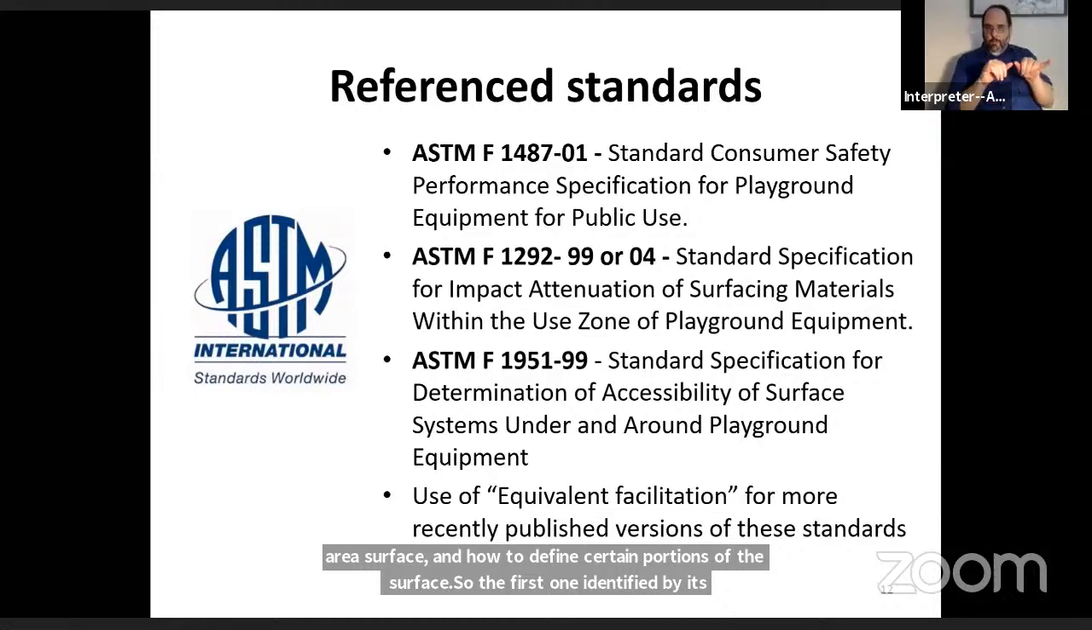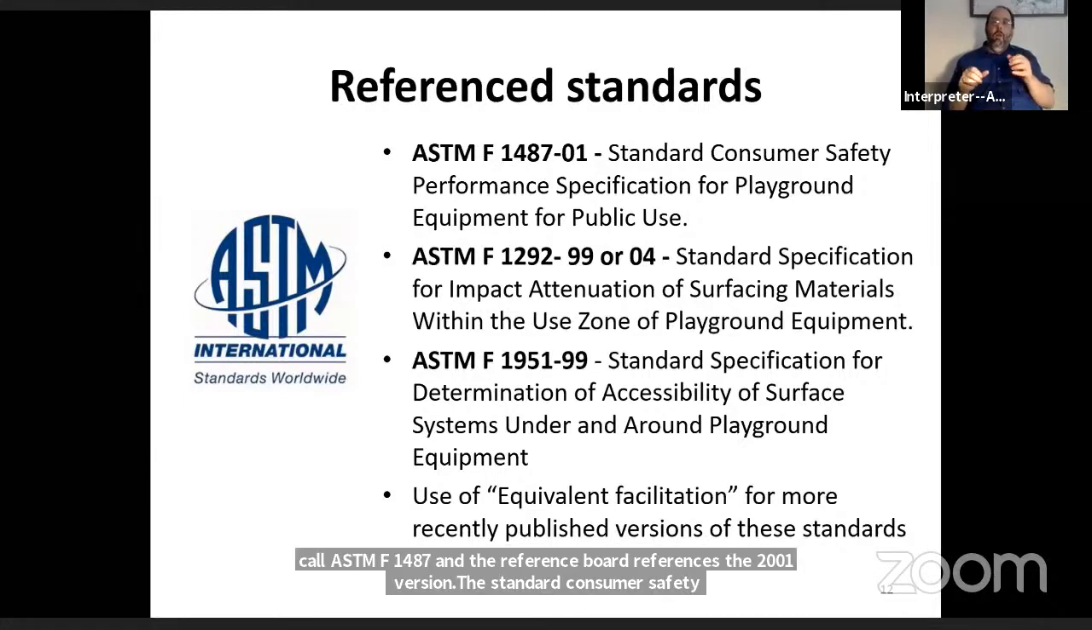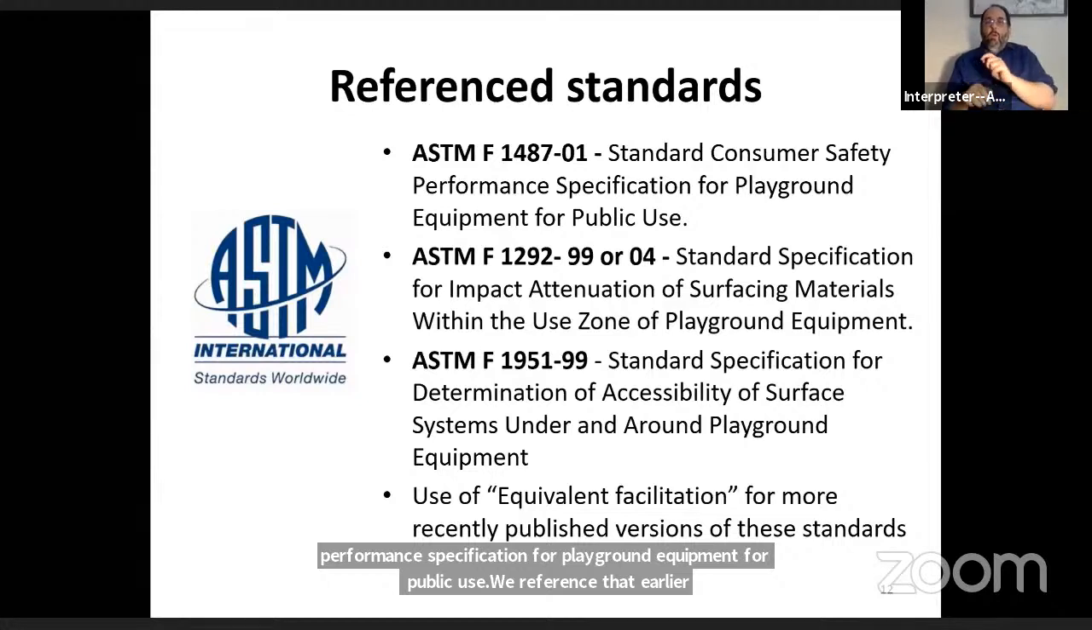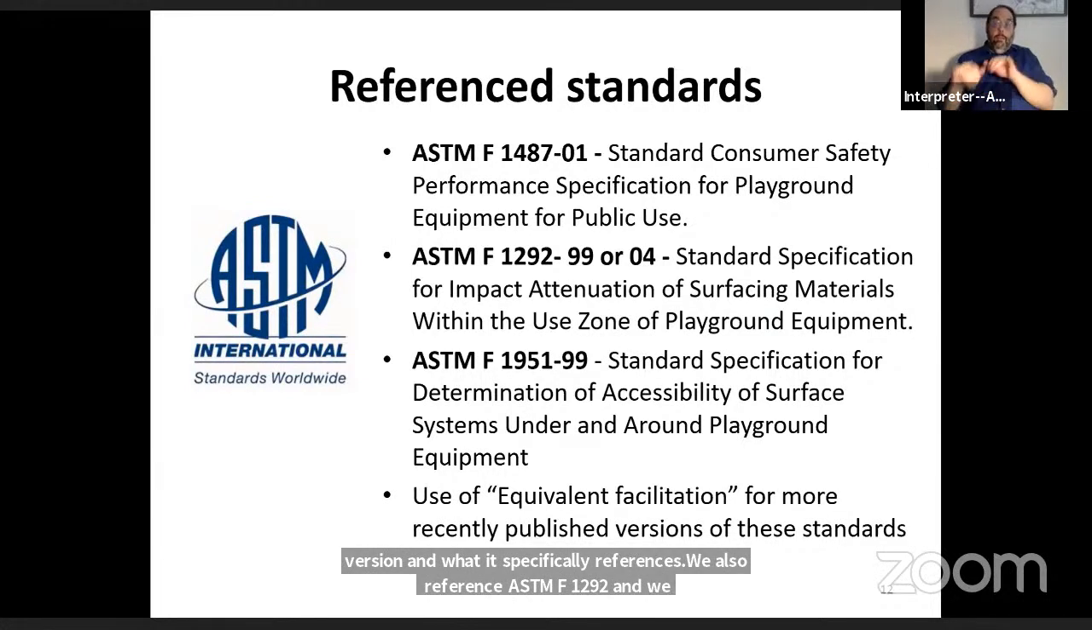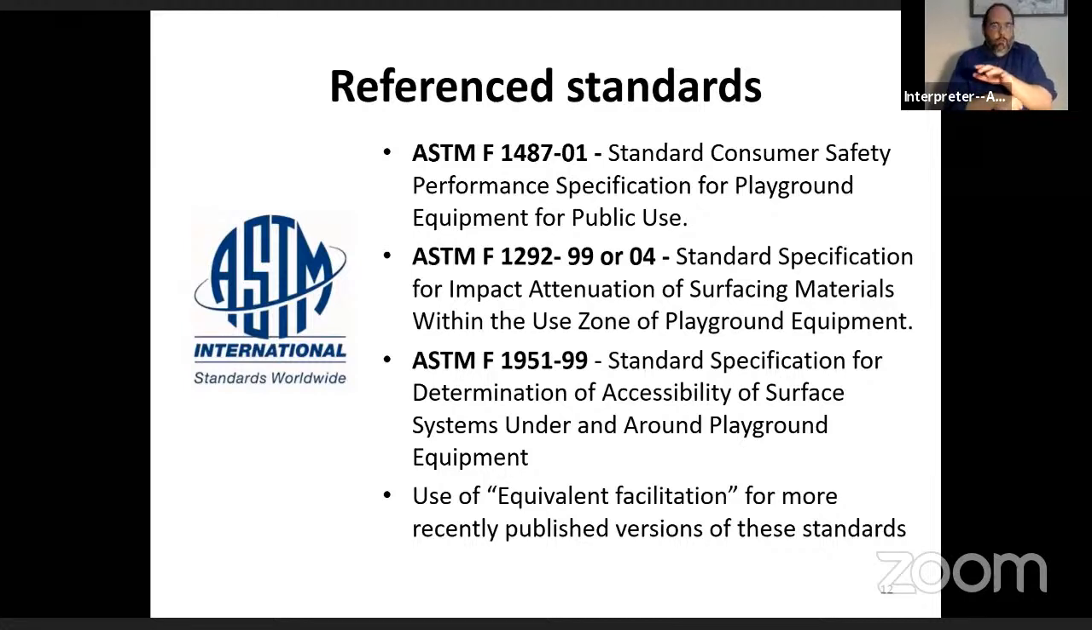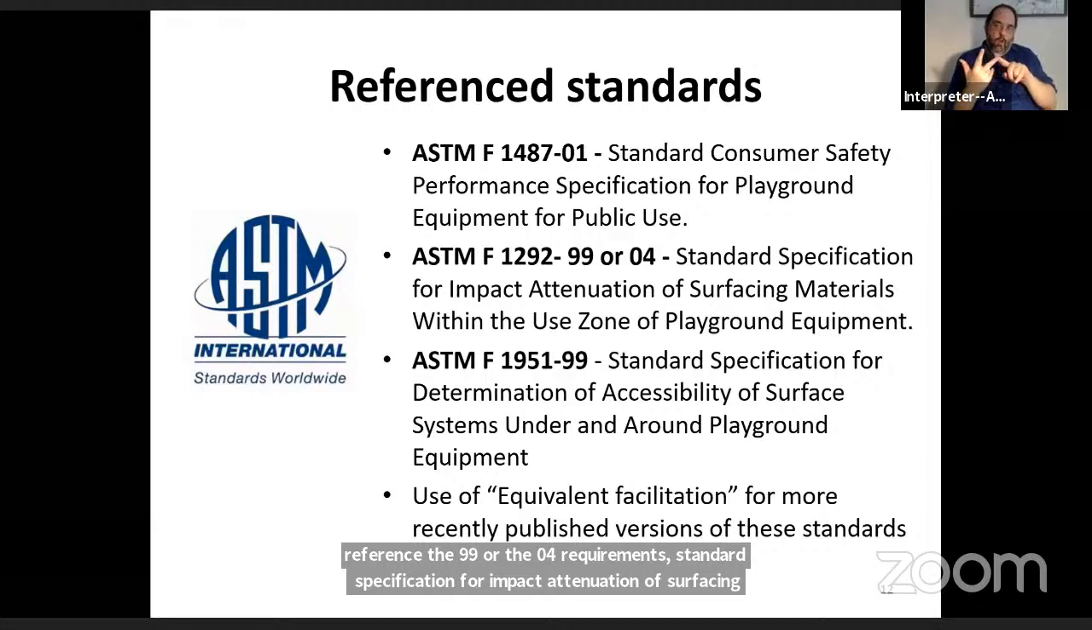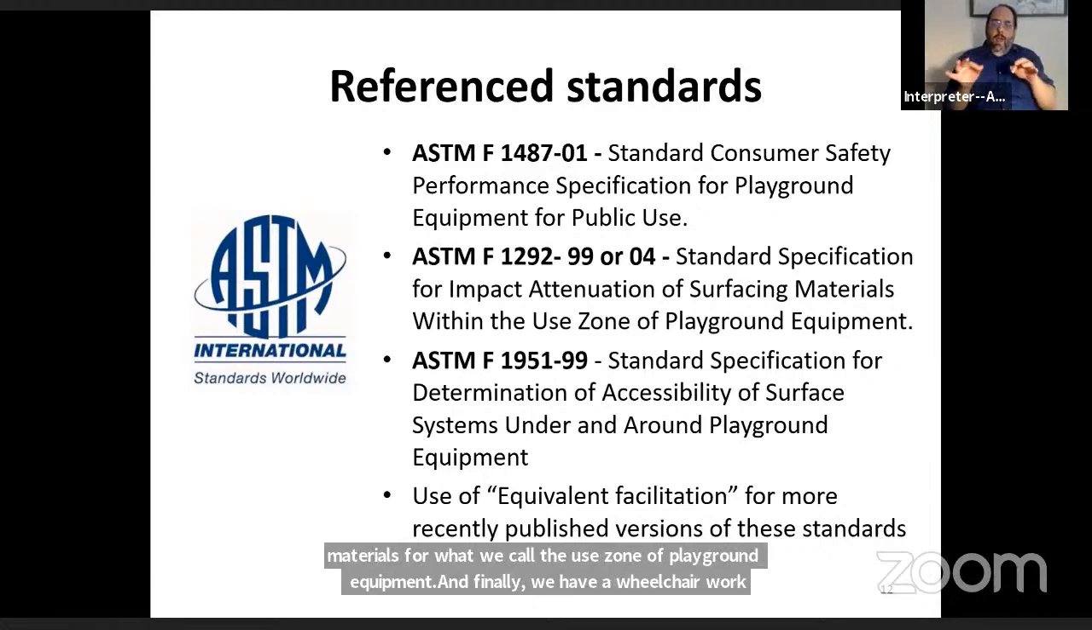So the first one, identified by its call ASTM F1487, and the Access Board references the 2001 version, the Standard Consumer Safety Performance Specification for Playground Equipment for Public Use. We referenced that earlier version, and I'll talk more about what it specifically addresses. We also reference ASTM F1292, and we reference the 99 or the 04 version of these requirements. That's the standard specification for impact attenuation of surface materials within what we call the use zone of a playground equipment. And finally, we have a wheelchair work requirement, which defines the maneuverability of playground surfaces.